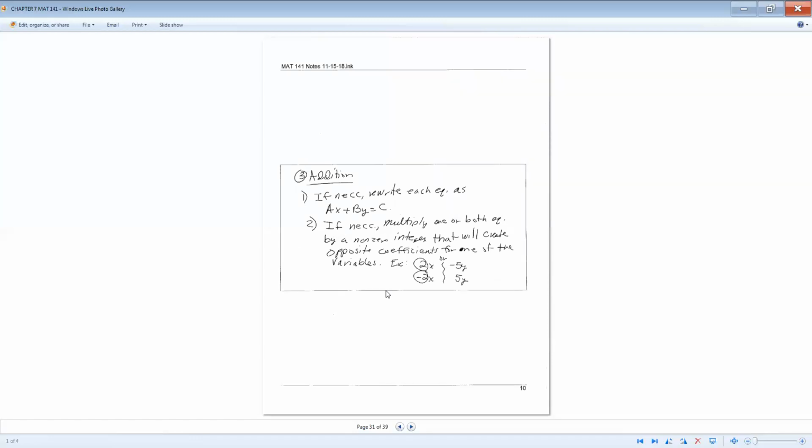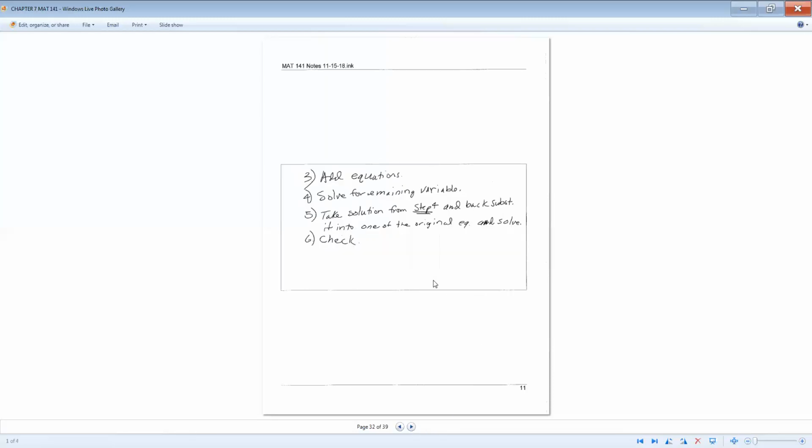necessary. Second, we're going to multiply one or both equations by a non-zero integer that will create opposite coefficients for one of the variables. In other words, I want something like this, 2x and negative 2x, or negative 5y and 5y, because what I want to do is to be able to add these equations together. And when I add these together, these are going to cancel. 2x and negative 2x will cancel. 5y and negative 5y will cancel.